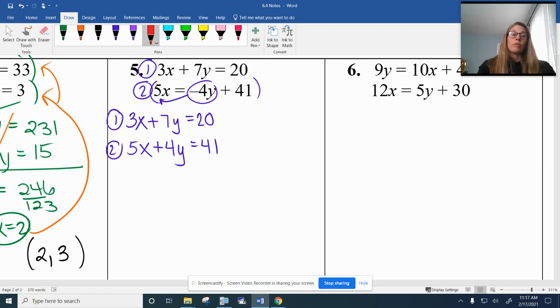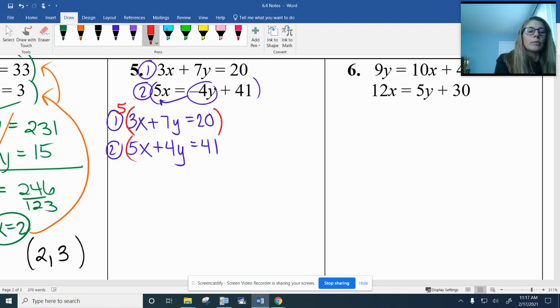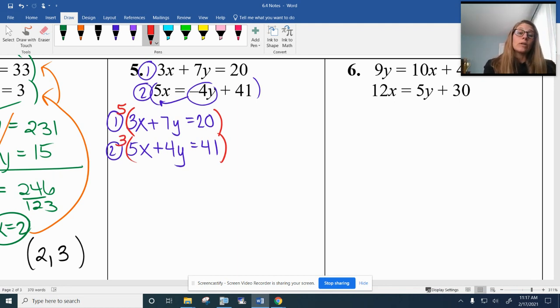Now, whether you want to do 3 and 5 or 4 and 7 is completely up to you. I usually just pick whichever ones are smaller. So I'm going to do the 5 on the top row, and I'm going to do the 3 on the second row. Now, again, because they're both positive, I need to make one of them negative. Doesn't matter if you want to do the negative on the 5 or the 3. I'm just going to do it on the 3. All right, so now I'm going to multiply here.